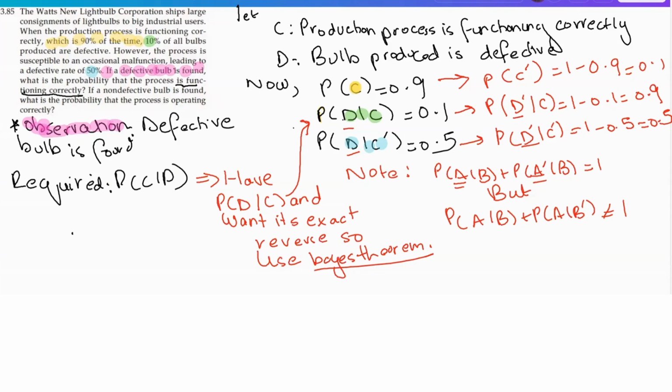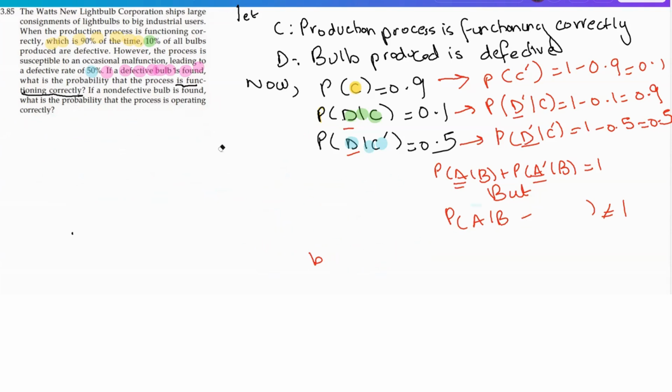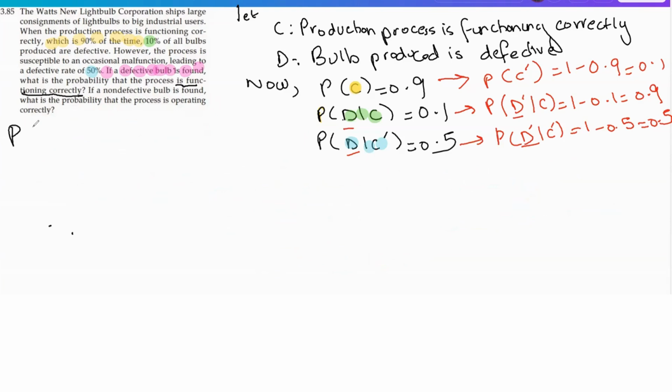So let's keep this and delete everything else, just so we have more space to work with. We know we're going to use Bayes rule now. We want to find, like we said, the probability of C given D. If you apply Bayes rule, this will be the probability of D given C into the probability of C, divided by the probability of D.